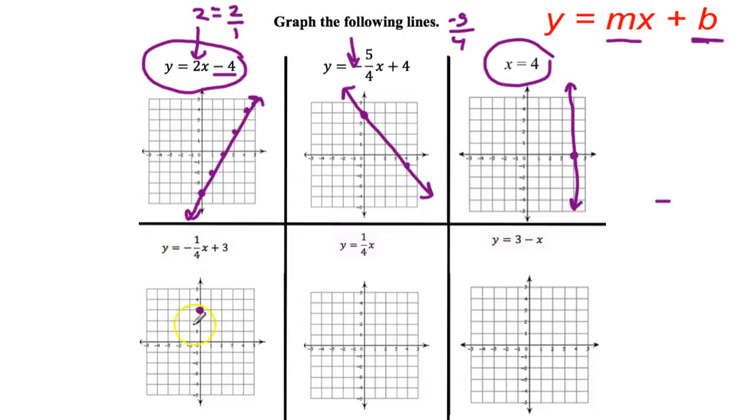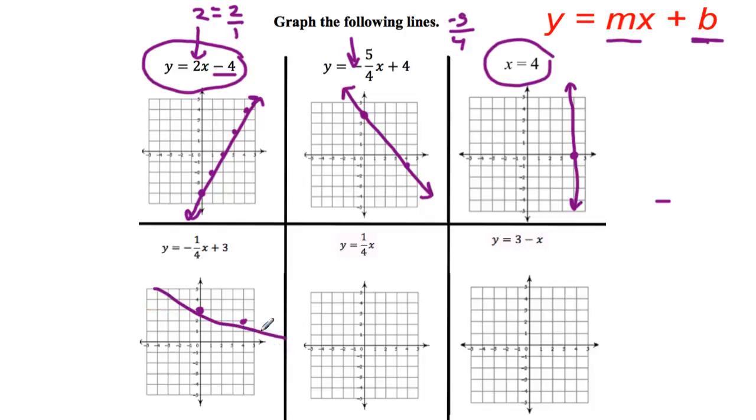And this slope is negative, so I know I need to be going downhill. And it's negative 1 over 4. So the top number tells me, do I go up or down, and how many? I'm going down 1. So I go down 1. And the bottom number tells me to go to the left or the right, and it's positive, so I'm going to the right 4. So I go down 1 to the right 4. 1, 2, 3, 4. And then I connect my line, and my 2 dots.